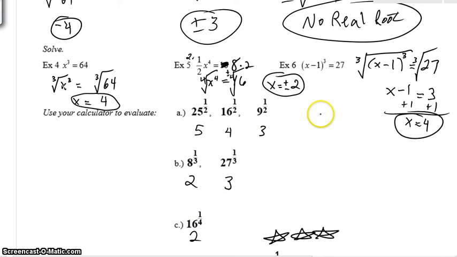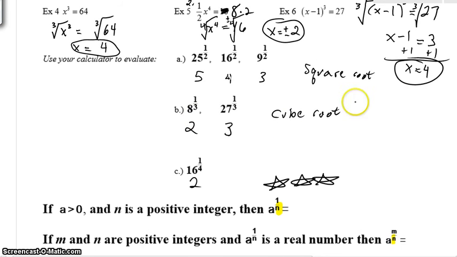Now, hopefully as you're looking at part A, you might be thinking you were taking a square root of the base. Square root of 25 is 5. Square root of 16 is 4. Square root of 9 is 3. For B, we're taking a third root, or a cube root. The third root of 8 would be a 2. The third root of 27 would get you a 3.